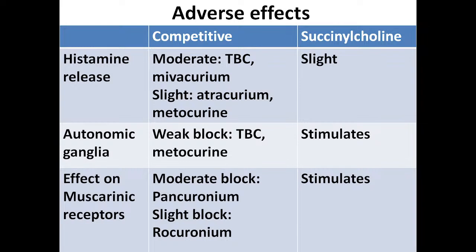That means it can cause decrease in blood pressure. But as we'll see, succinylcholine also stimulates autonomic ganglia, which means both sympathetic and parasympathetic. And in which case it can cause effects due to sympathetic ganglion stimulation.